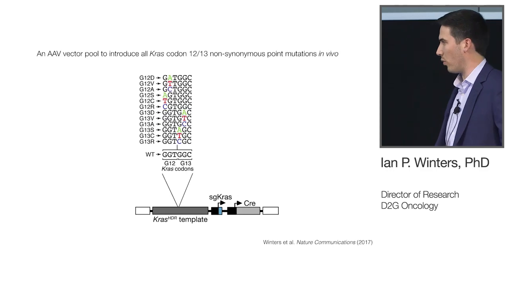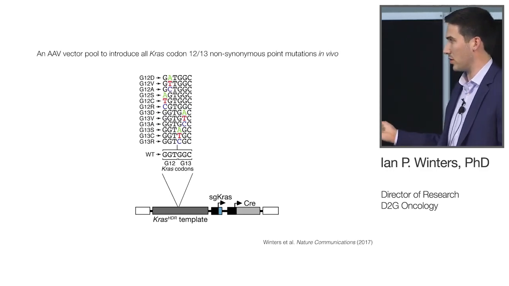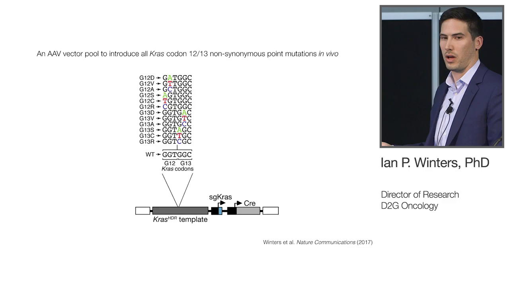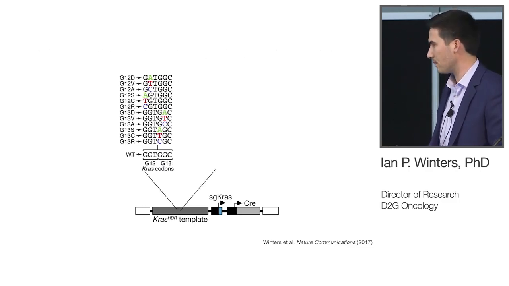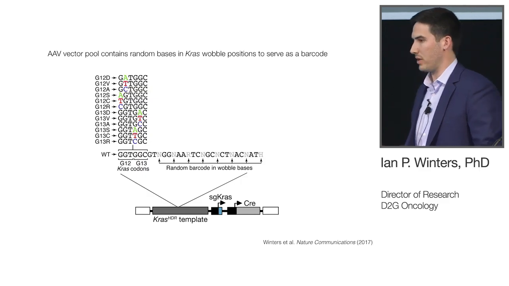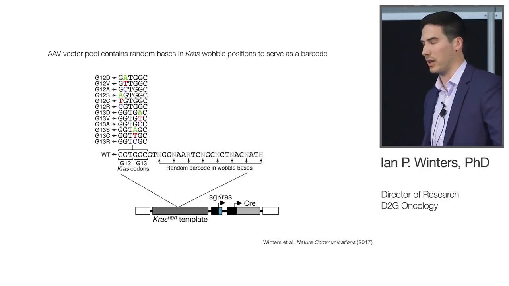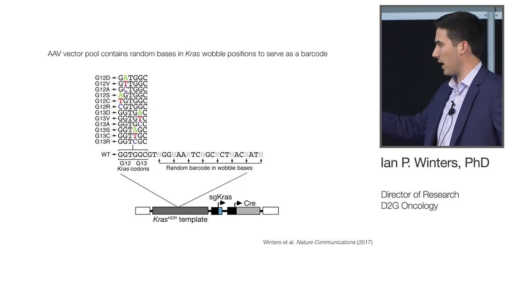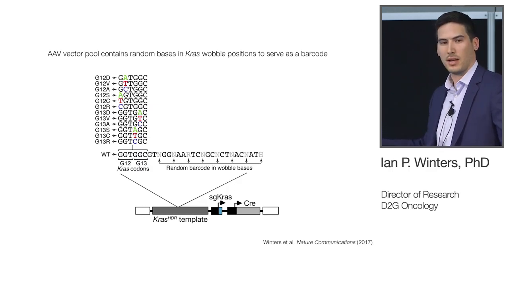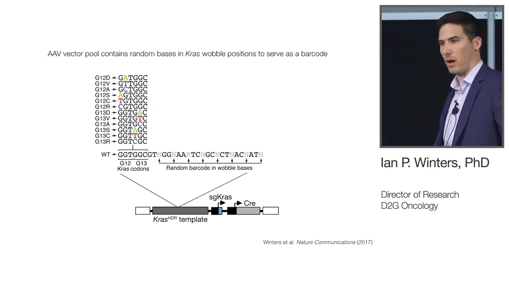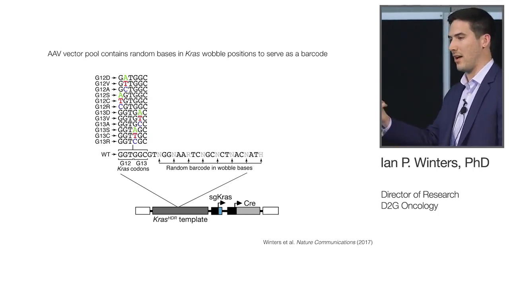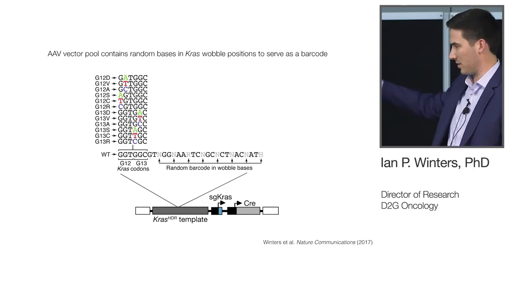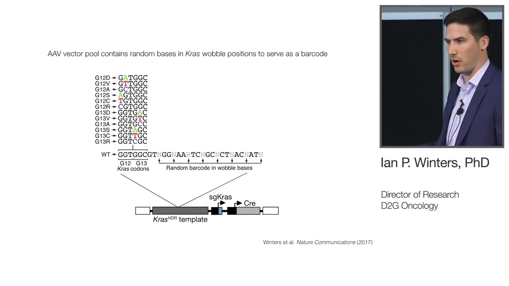And we made this as a pool so that we can introduce all KRAS codon G12 and G13 non-synonymous point mutations. The other thing we added, to retain our ability to quantify things accurately, is silent mutations in the downstream codons that act as a barcode. Because we're going into the endogenous KRAS gene, we can't just have a random barcode. It needs to be in the wobble bases of the downstream codons. So this is how we tried to get around this.